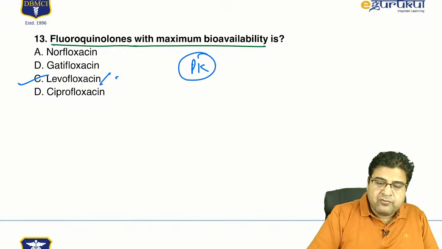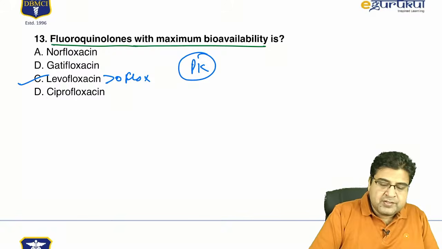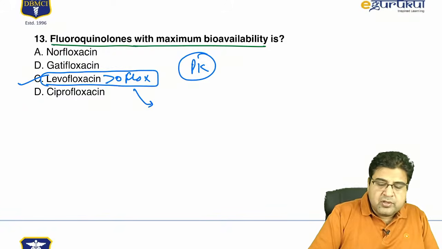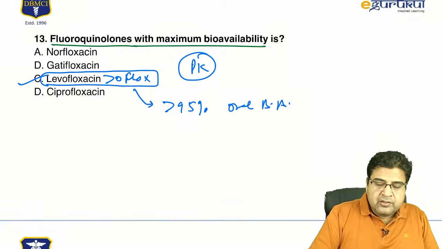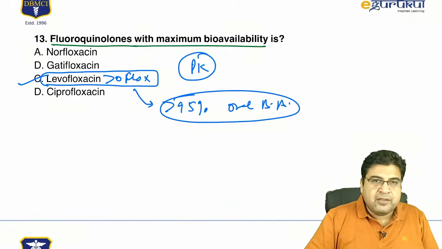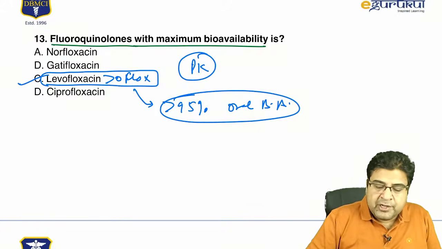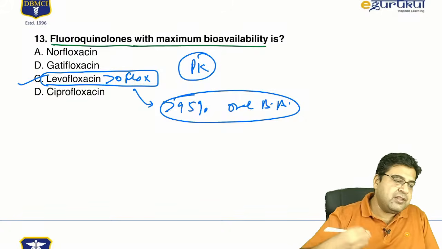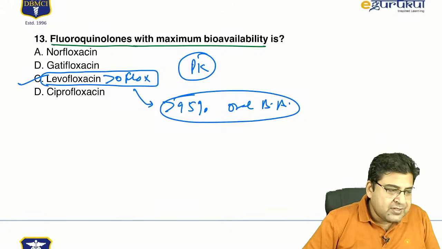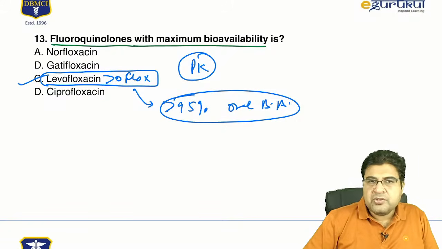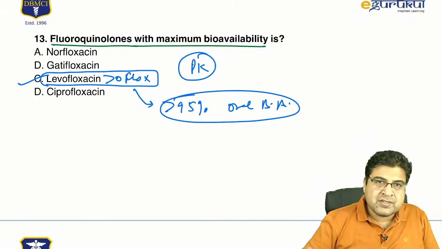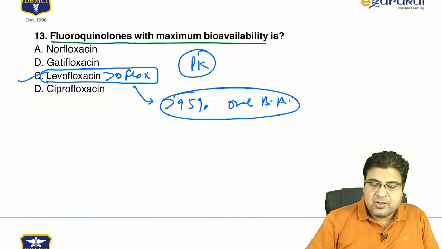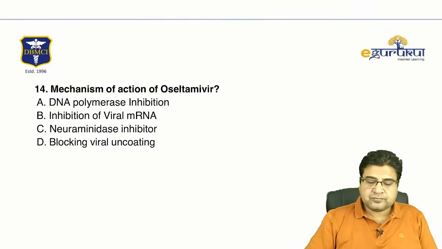So guys, levofloxacin, ofloxacin, they have almost more than 95% oral bioavailability. According to the students, when this question was asked, both levofloxacin and ofloxacin were there in the MCQ. So you have to choose the best medicine. Levofloxacin is a better answer than ofloxacin. So question 13, answer is C.